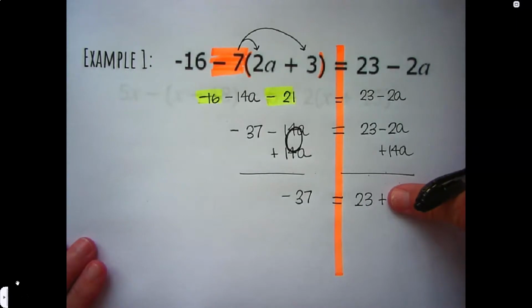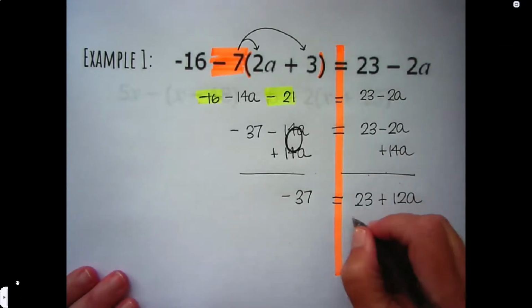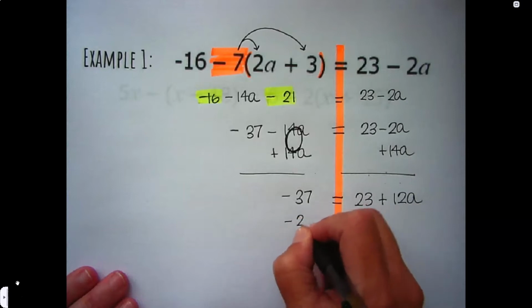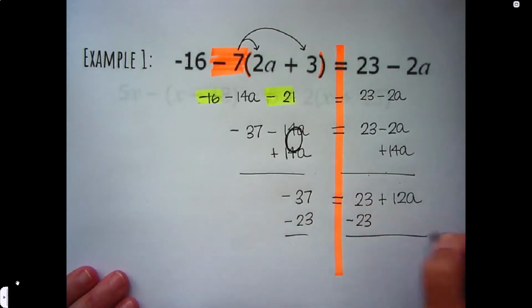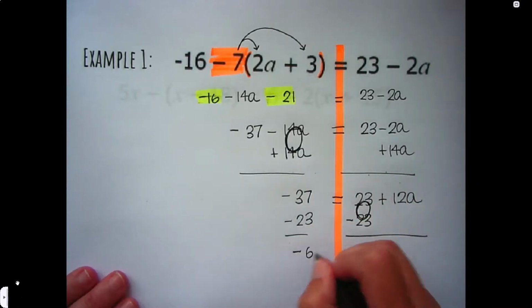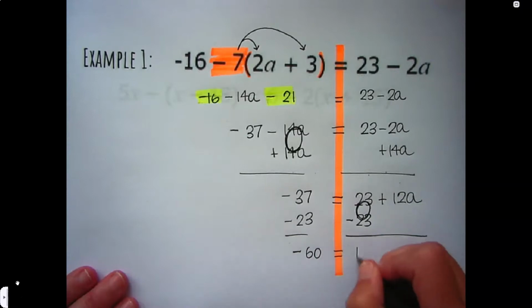So cover up a. I see a positive 23. So would I add 23 or subtract 23 to cancel that out? And the answer is I would subtract. So we're going to do minus 23 each side. Zeros out the 23. Negative 37 minus 23 is a negative 60, and that is equal to 12a.